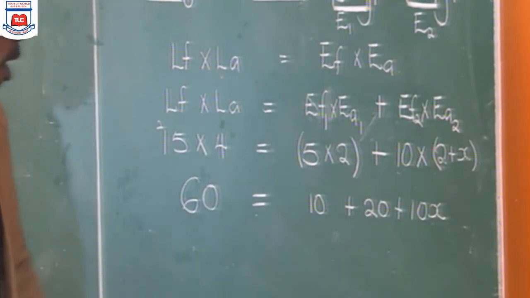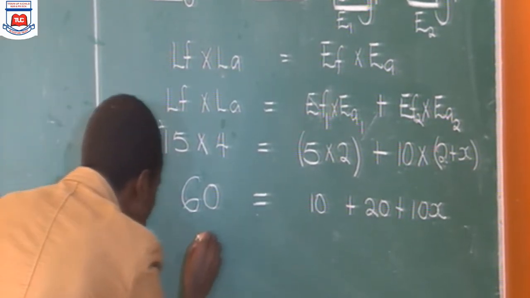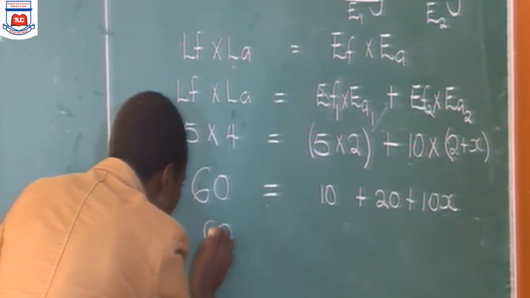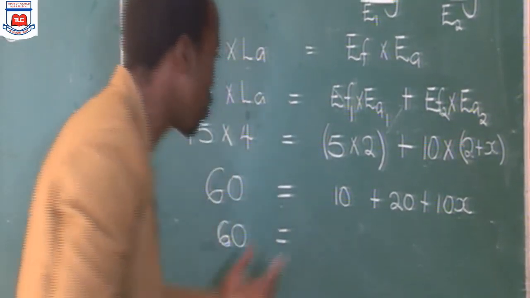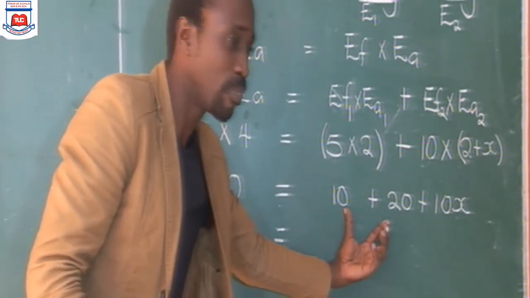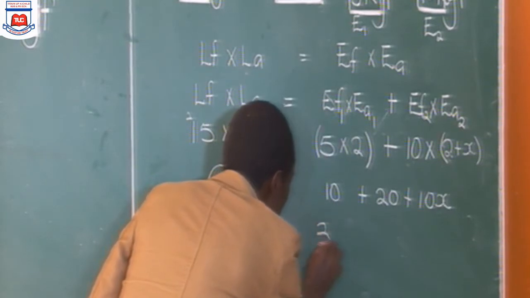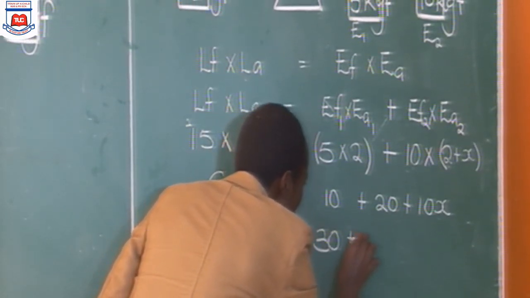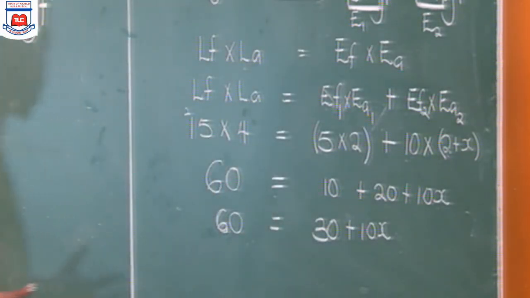We have finished forming the equation. Let's solve it. We shall still have 60 this side. You know our next step is to collect like terms. But before you collect like terms, these 2 can be added. 10 can be added to 20. So we shall have 30 plus 10x. We are just simplifying, we don't want things to look so hard, okay?